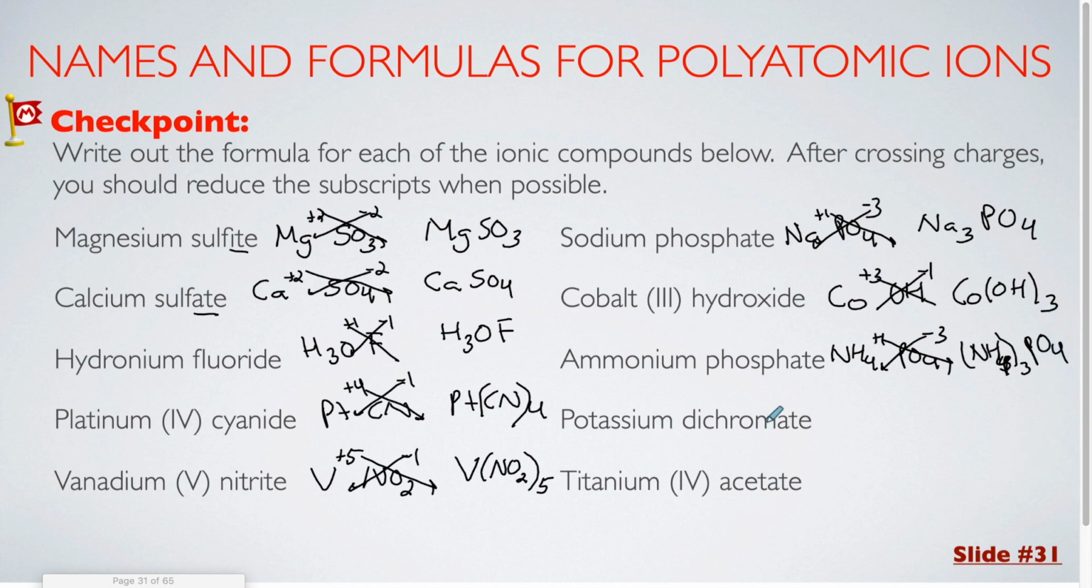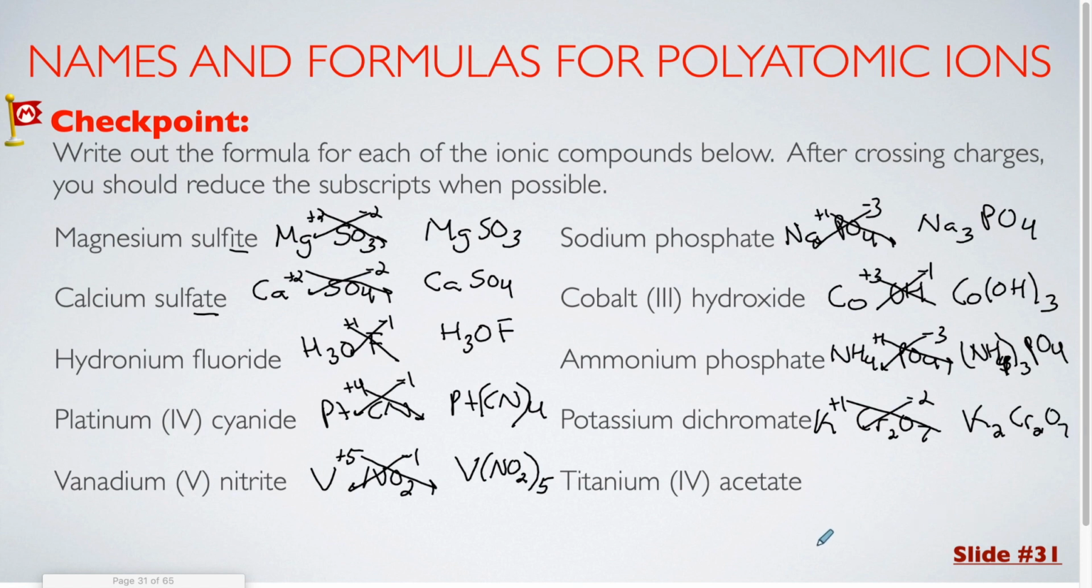In our next example, we have potassium, which is a +1, and dichromate. Dichromate is Cr2O7, and this has a -2 charge. Those charges are going to crisscross down. We're going to have 2 of the potassiums now, and 1 of the dichromate, so K2Cr2O7.